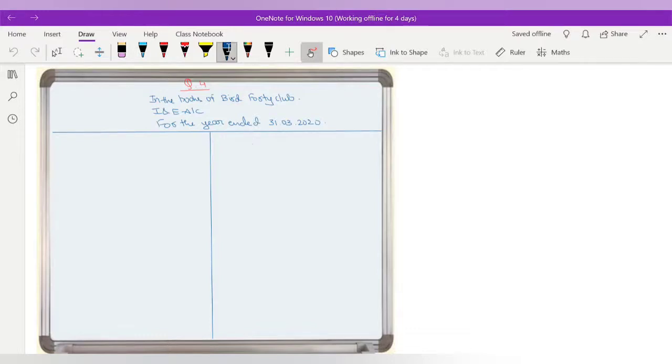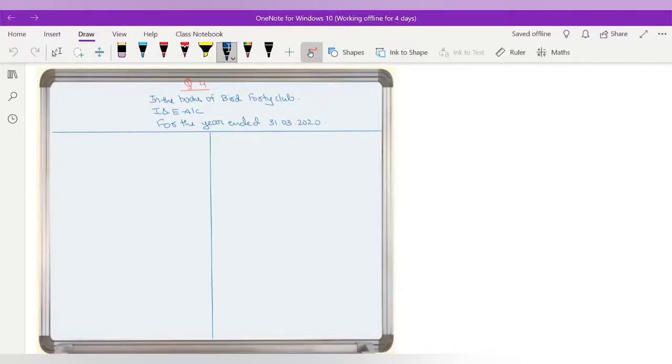See carefully. I am going to read the question now. In illustration number 4, following is the receipts and payment account of New Bird Factory Club for the year ended 31st March 2020. Receipts and payment account is given. See, receipts and payment account for the year ended 31st March 2020, debit side, credit side. That is receipts and payments.